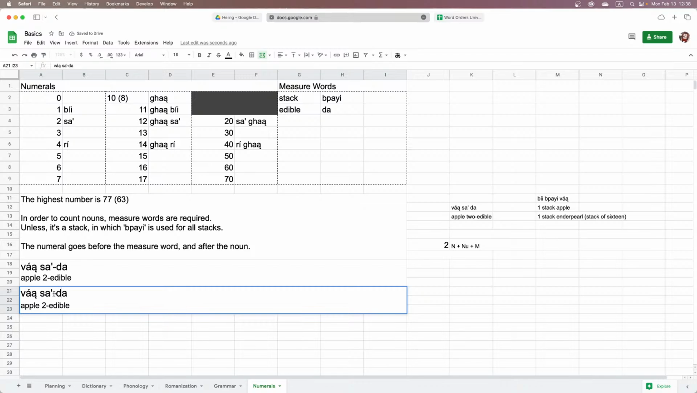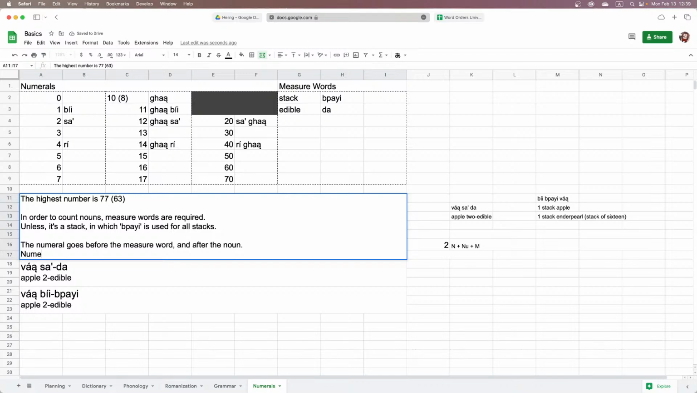va, vabi, bayi, vabi bayi. I think we'll have numerals follow the pitch of measure words, follow the pitch of the noun, the numeral.